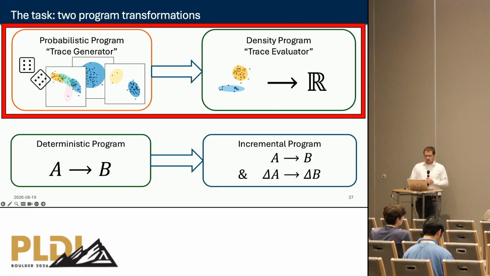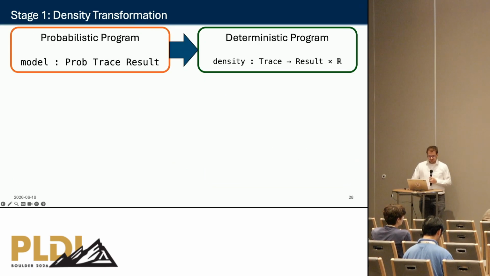Now let me quickly talk about the density transformation. It transforms a probabilistic program into a deterministic program, taking a trace as input and producing a result value and the density for this trace. The basic idea is that sampling from a distribution is transformed to evaluating the density function of the distribution at the corresponding element of the trace.